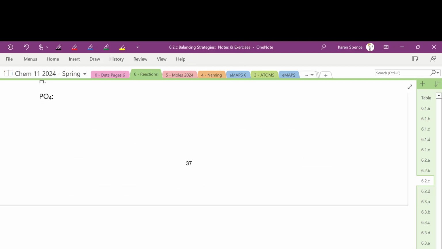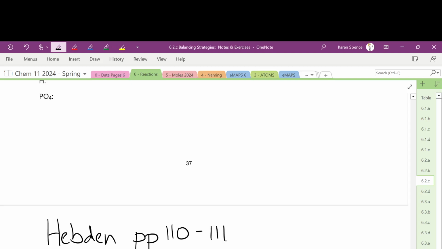So once you are done this, your homework will be to complete anything in this section that you haven't done, plus Hebden, pages 110 and 111, number 7 through 20.